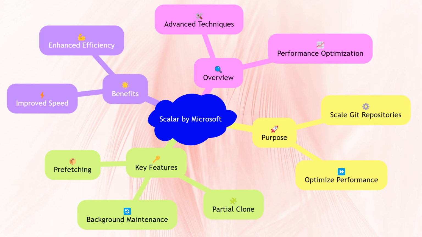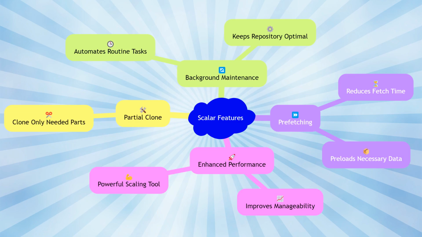Scalar is a tool developed by Microsoft to help scale Git repositories. It is designed to handle the performance issues associated with large repositories by optimizing common Git operations. Scalar works by implementing advanced techniques like partial clone, background maintenance, and prefetching to improve the speed and efficiency of Git commands. This section will provide an overview of Scalar and its key features, setting the stage for a deeper dive into its capabilities.